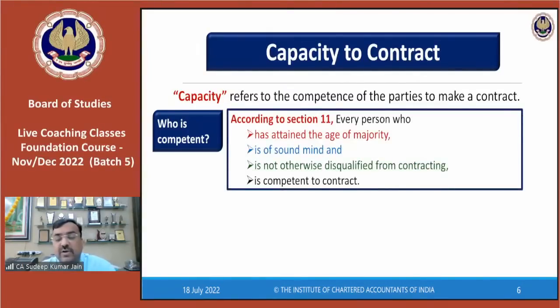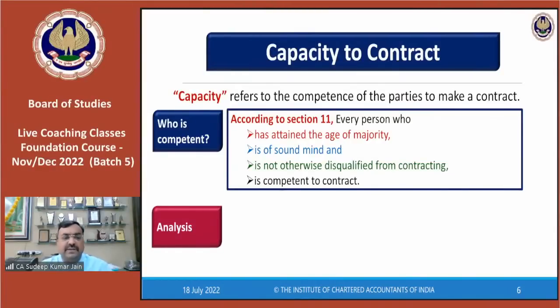तो सेक्शन 11 of the Indian Contract Act 1872 says every person who has attained the age of majority and is of sound mind and is not otherwise disqualified from contracting is competent to contract. What it says, it should be major, it should be of sound mind and not specifically disqualified by law for contract. Major है, sound mind है, but law specifically mentioned that this person cannot enter into contract, he is also disqualified.